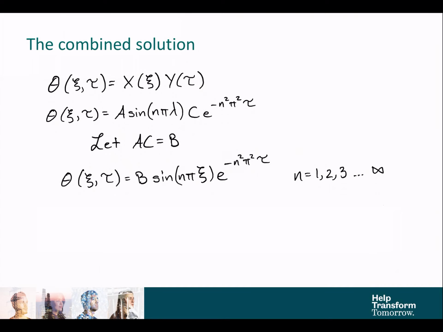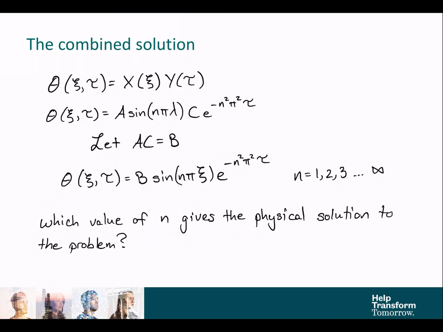And again, we face this problem. Well, if the solution can be any value of n, which value of n do we choose to get the actual physical solution? We don't just want a mathematical solution, we want the physical solution. And so we'll leave off there and pick up and discuss the orthogonality and superposition we use to finish this problem off. Thanks.